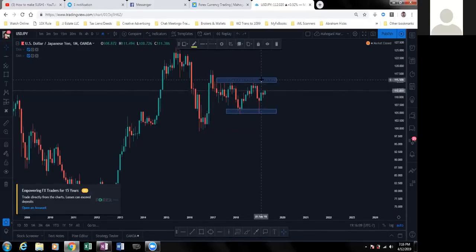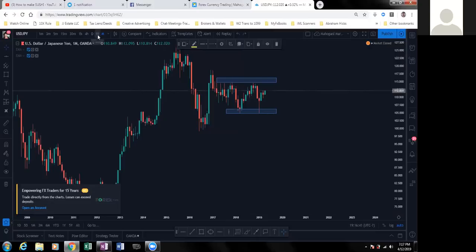Now I have my supply zone and my demand zone. Supply means that people are selling here. When you go to a store, they are supplying you with something. That means they are selling you something. So in this area right here, this is where price is selling. Demand, you are the customer. You are demanding their product. You will buy their product. This is where people have been buying.